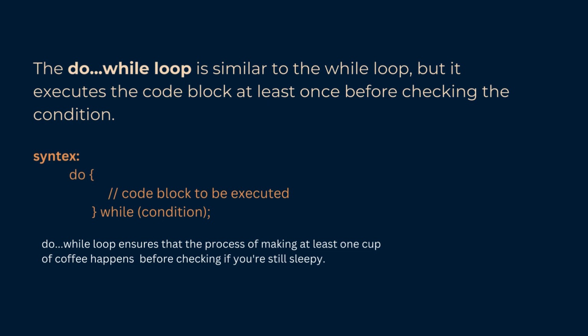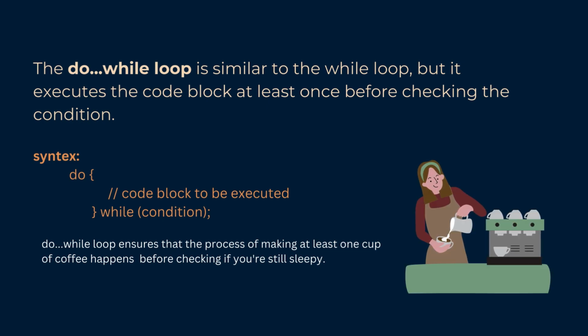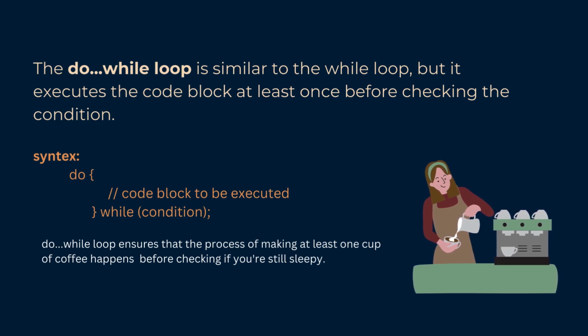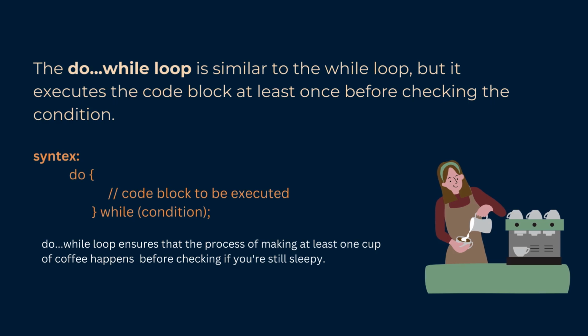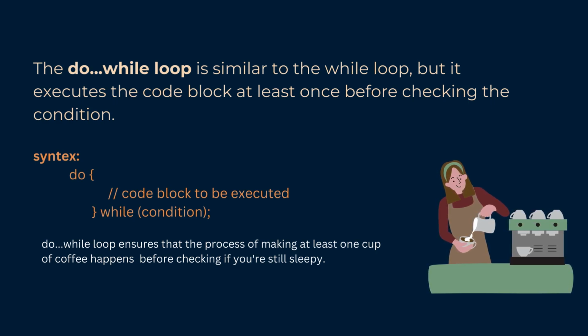Real-life process mapped to code. Step 1: make and drink a cup of coffee, the first execution of the code block. Step 2: check if you're still sleepy, the first condition check. Step 3: if still sleepy, repeat the process by making another cup of coffee. Step 4: continue until you are no longer sleepy.